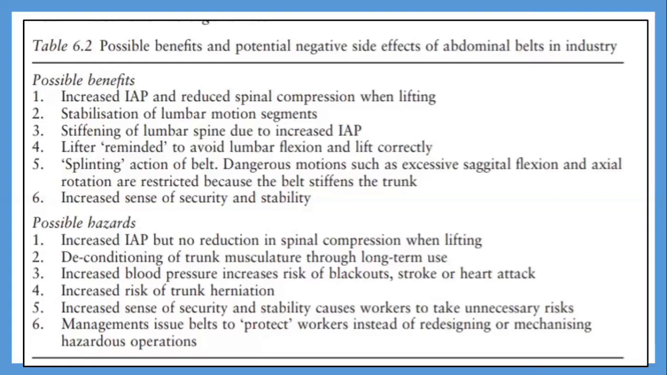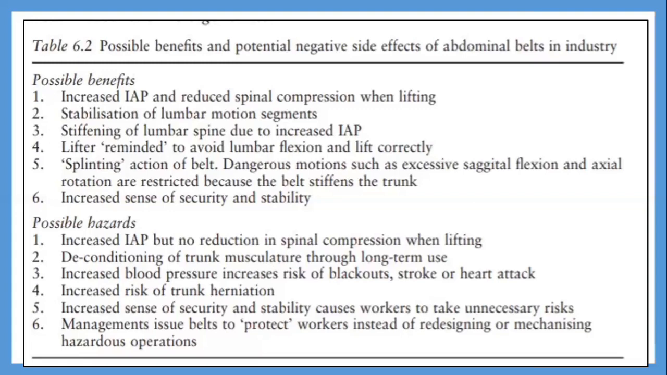As you can see on the tabulation presented, this is table 6.2, and it summarizes the possible benefits and possible negative side effects of occupational wearing of abdominal belts in industry. So the possible benefits are, supposing industrial workers or operators make use of abdominal belts in manual lifting, first, increased IAP. Again, IAP refers to intra-abdominal pressure. So there is an increase in intra-abdominal pressure and reduced spinal compression when lifting.